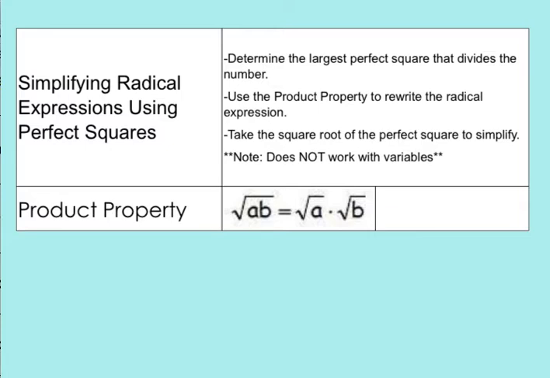So this process that we're talking about here does not work for variables. And it actually really is going to be the same thing that we're doing here. For example, if we have the square root of 4 times 6, that's going to be the same as the square root of 4 times the square root of 6. Well, the square root of 4 is 2, so that just becomes 2 square root of 6. This really isn't anything different. It's just more convenient if you do know your perfect squares.